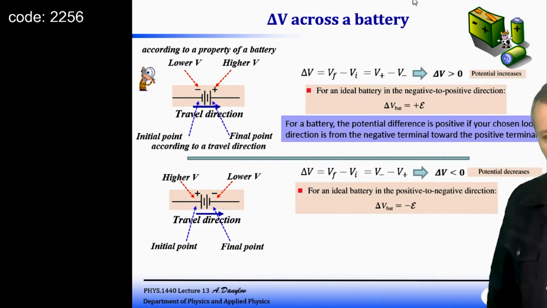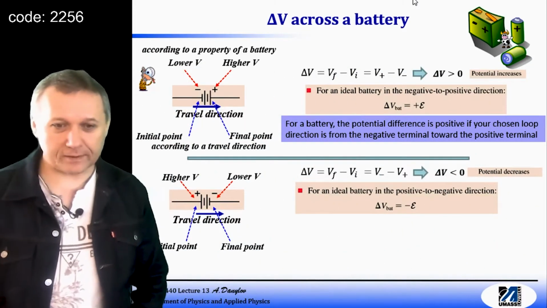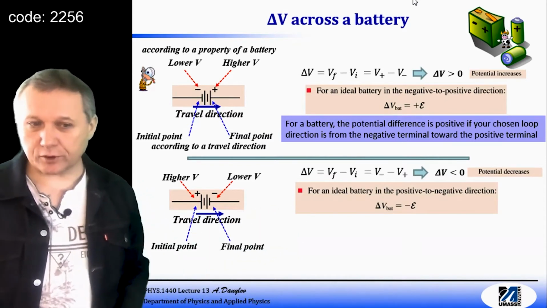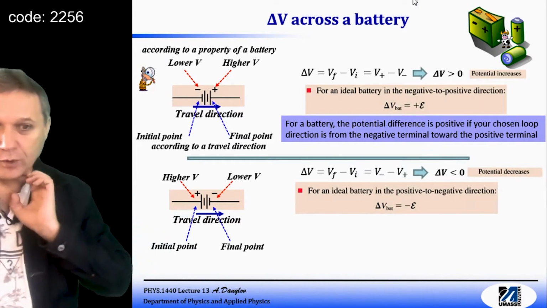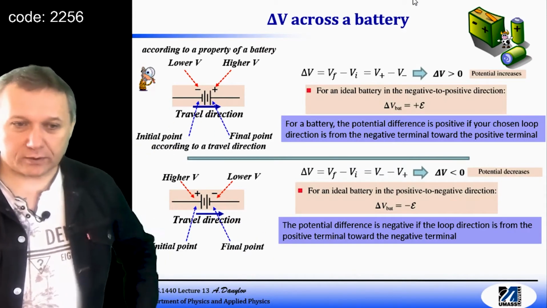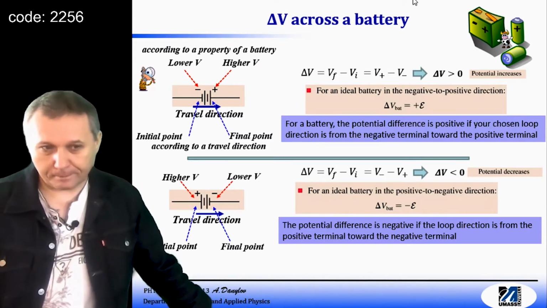Okay, I don't want to block. No problem, I'll move to this side. It's better. Right. Okay, so mnemonic rule number two. If you travel from plus to minus, the contribution is negative. Okay, so that's about batteries. That's how we can handle a battery.